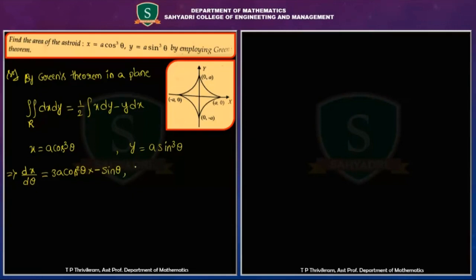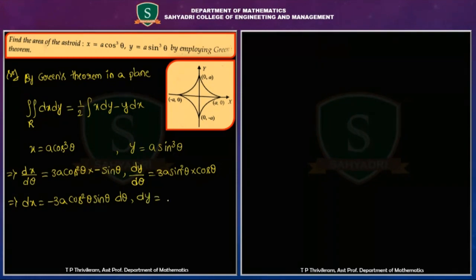Similarly, dy by d theta is 3a sin square theta into cos theta. Yes, that's it. So dx value will be minus 3a cos square theta into sin theta d theta. This d theta I'm sending here. Similarly, dy is equal to 3a sin square theta into cos theta d theta. So substitute in this equation.